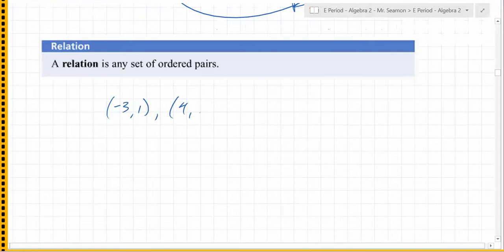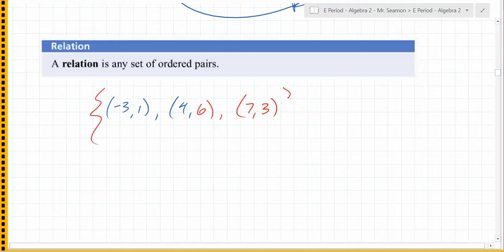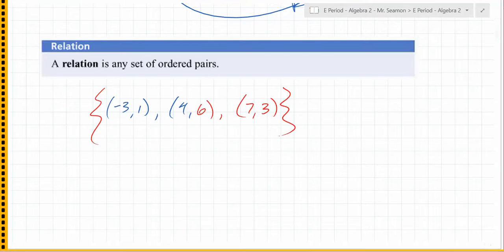6. 4, 6. Okay, I'm changing color arbitrarily here. Give me another point, Zoya. Any point. 7, 3? Okay. This right here, that's a relation. It's any set of ordered pairs. There's a really important word in there. What do you think the really important word is?